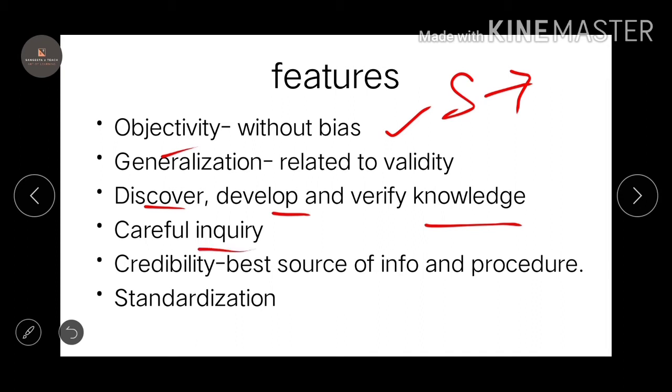Careful inquiry, you see, the questions or investigation should be very relevant. It shouldn't be unnecessary or questions which are not for that particular purpose. So it should be a careful inquiry, and you should maintain the confidentiality of the persons who are giving the information as well, right? Credibility, it is the best source of information and procedure. So credibility is nothing but it is the best source, the information or whatever you're doing must be in the best way. Standardization, yes, the research process as well has a standard format, and you follow that format to make a standardization of that particular research.